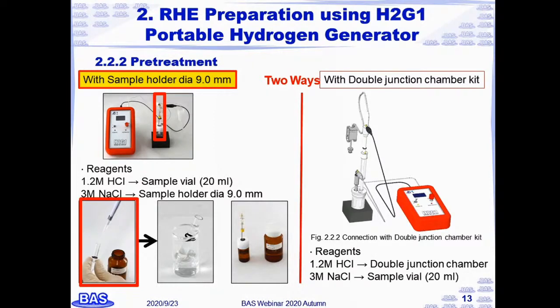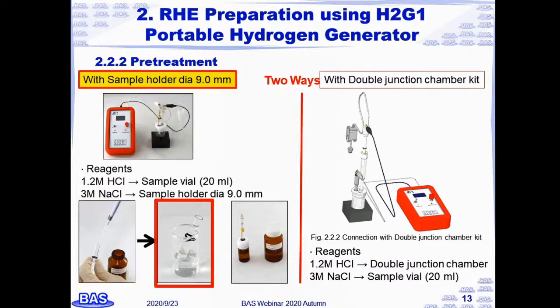First, we pour a 3 molar NaCl solution into the sample holder using the pipette. The inner solution of RE1BP is 3 molar NaCl. The potential of the reference electrodes is stabilized when the inner solution and the outer solution are the same.